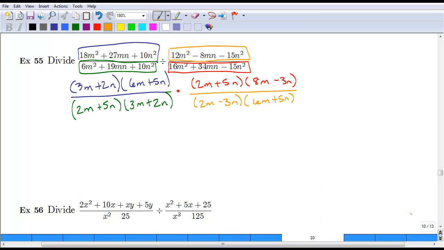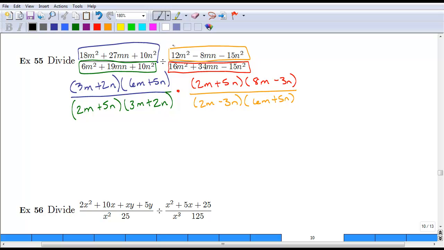So for this example, I've color-coded them to make sure that you can see where everything came from. The numerator for the first should have factored to be 3m plus 2n, 6m plus 5n. The denominator from the first fraction should have factored to be 2m plus 5n, 3m plus 2n. For the second one, when we flip it over, the denominator is now the numerator, which factors, so this red term factors to be 2m plus 5n times 8m minus 3n, and the old numerator becomes the new denominator, which was 2m minus 3n times 6m plus 5n.